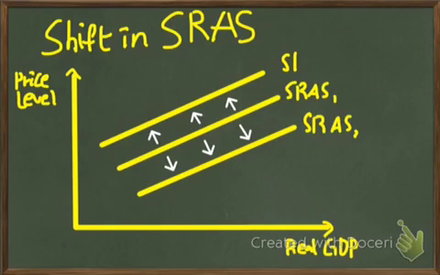And now, I'm going to talk about the shift in the SRAS. There are some factors that might affect the shift in the SRAS. So one of them is the change in wage rates. If the wage increases, then it will result in an increase in the cost of production to firms. So therefore, there would be a fall in the aggregate supply.